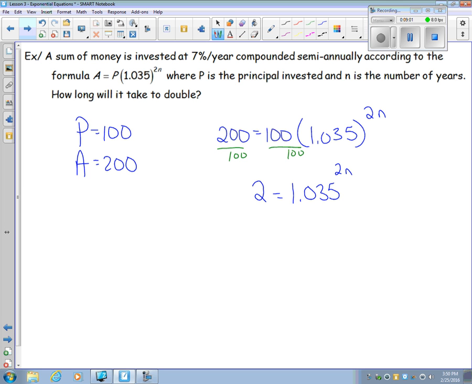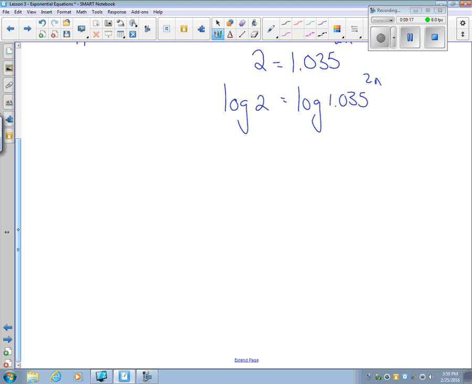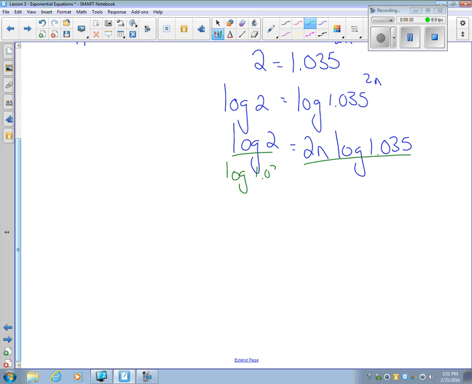Now this is a perfect equation for using a log law. Look, we've got a base with an exponent. If I take the log of each side, log of 2, the log of 1.035 to the 2n. I know that my 2n can come down in front. Okay, it's an exponent. I know I'm still left with log 2 on this side. To simplify this, I can divide out that log piece. Log 1.035, log 1.035, they'll cancel each other out. I'll be left with the 2n on the right.